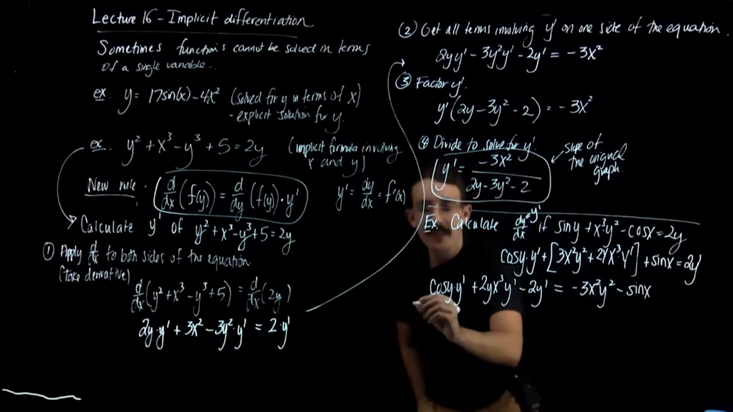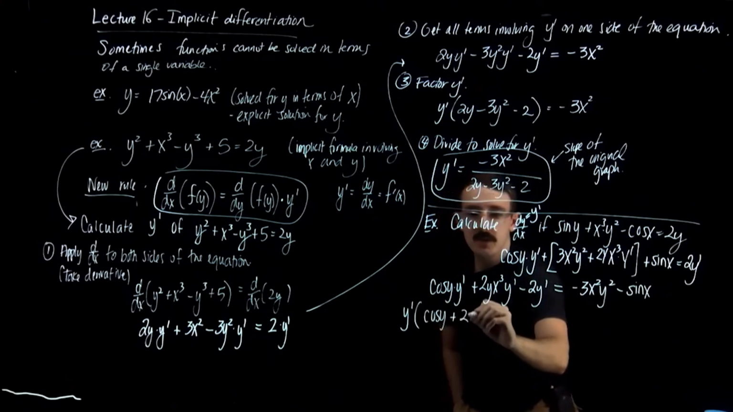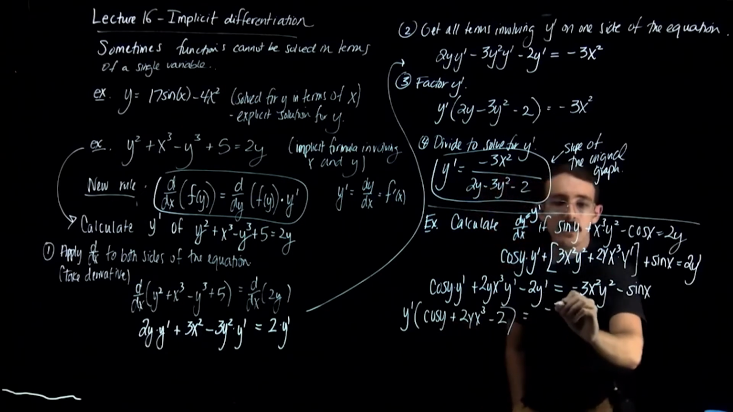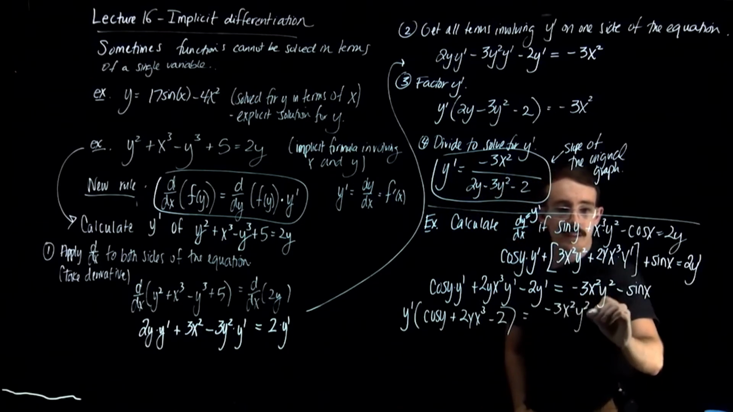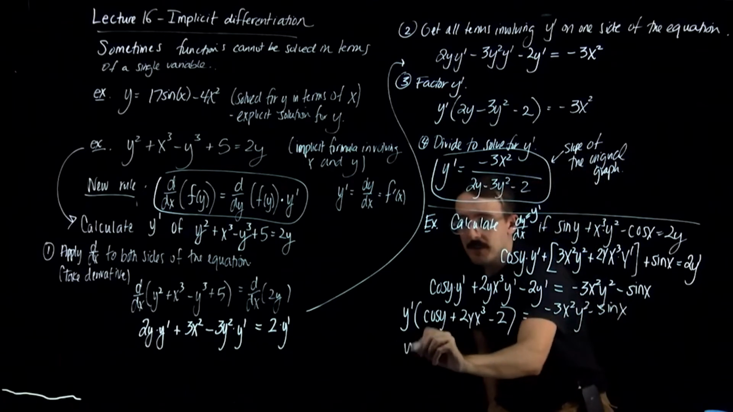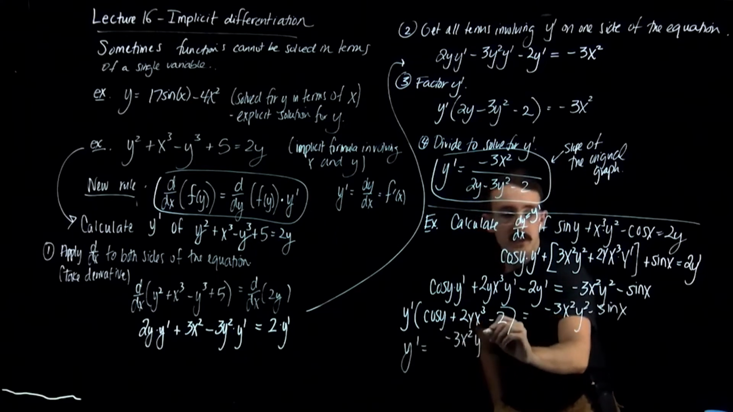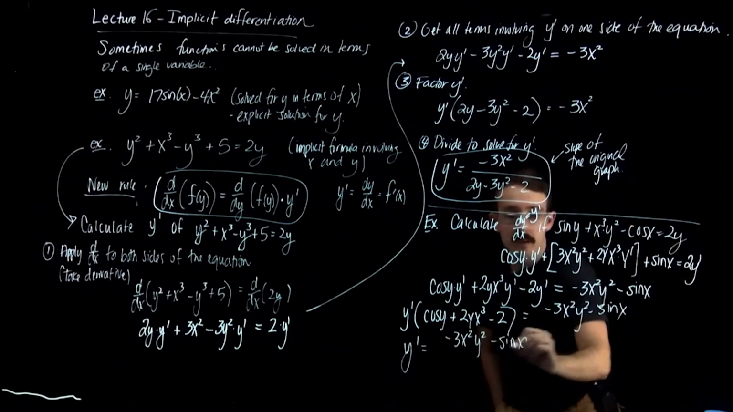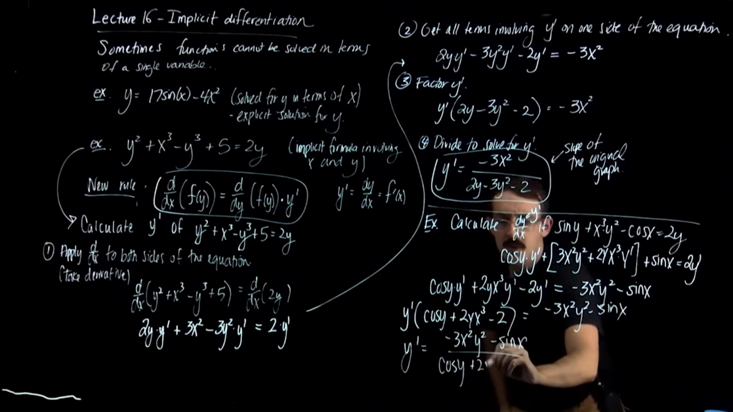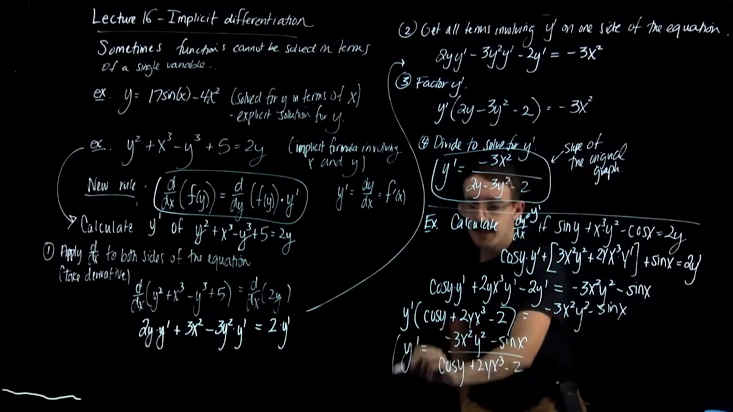All right, so you're going to factor out that y prime, and you're going to get cosine y plus 2yx cubed minus 2 equals the right side. You don't mess with this side at all. And then finally, you'll take this final factor and divide it over. So y prime is going to be negative 3x squared y squared minus sine of x all over cosine of y plus 2yx cubed minus 2. And this is my derivative.